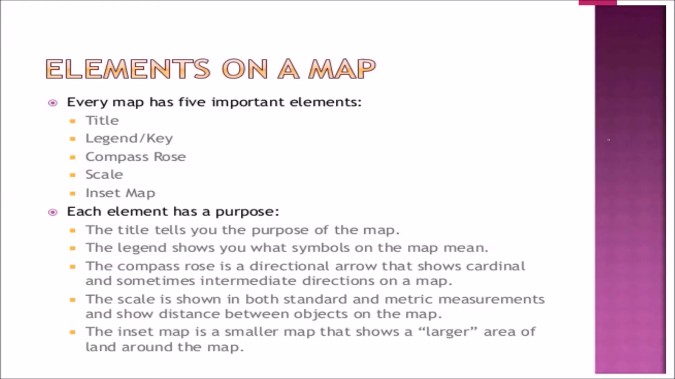Next, we have compass rose. The compass rose is a directional arrow that shows cardinal and sometimes intermediate directions on a map. Fourth element is that scale. The scale is shown in both standard and metric measurements and shows distance between objects on the map. Finally, we have inset map. The inset map is a smaller map that shows a larger area of land around the map.